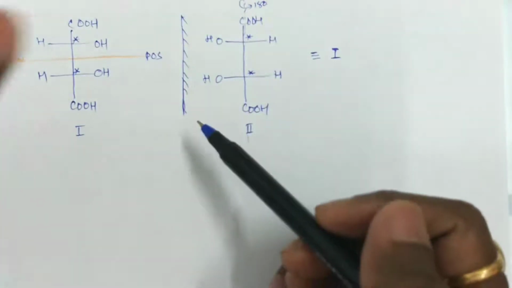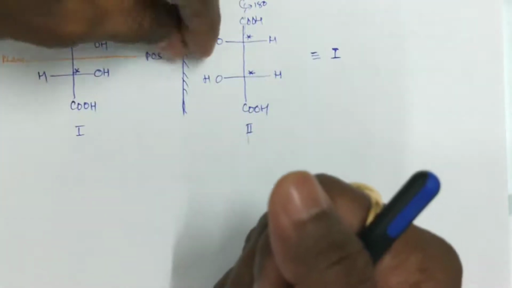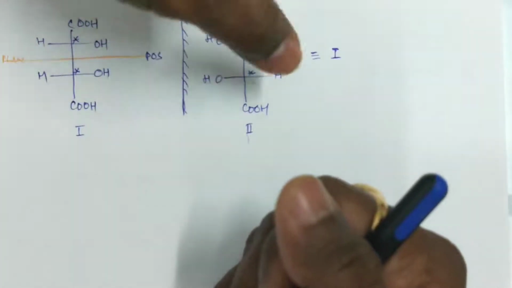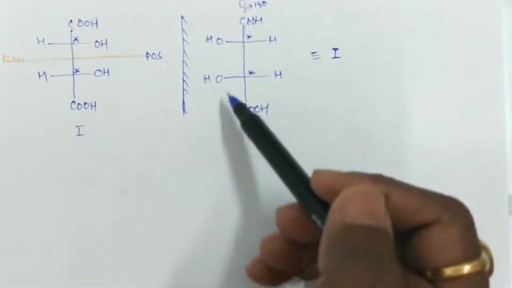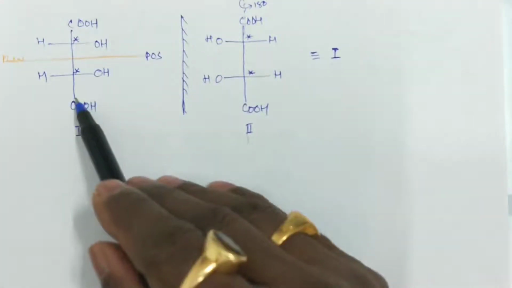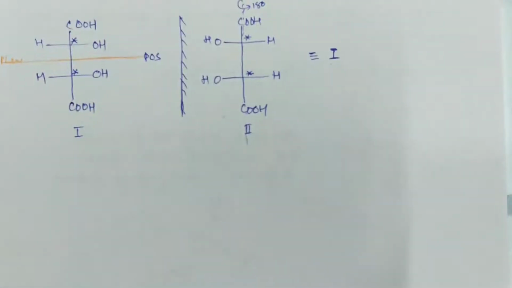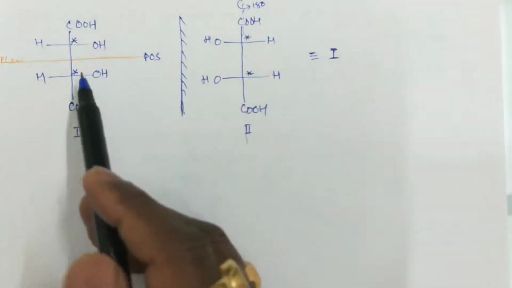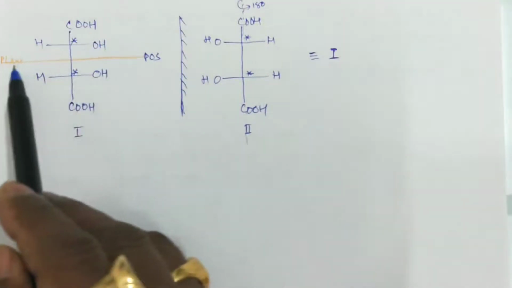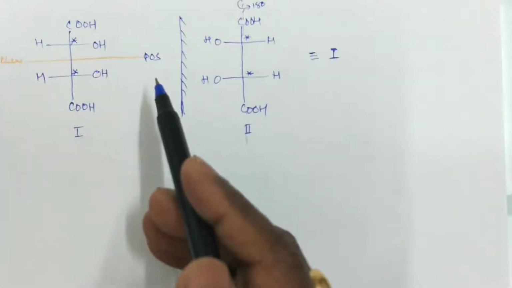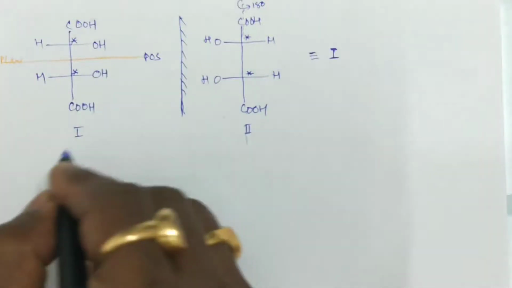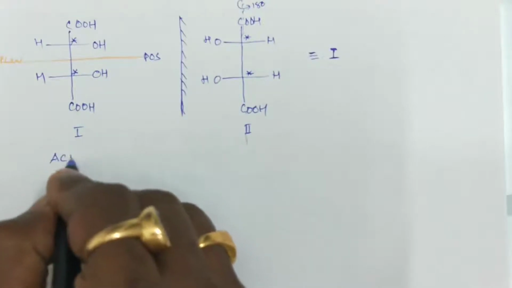So this is equivalent to the first structure, right? After rotation of 180 degrees about this axis, this OH will go this side and H will come this side, without changing the position of COOH, so you get the same structure. So for these two molecules you have two methods. Either you just see the plane of symmetry and say, since the plane of symmetry is there in this molecule, the molecule is achiral.